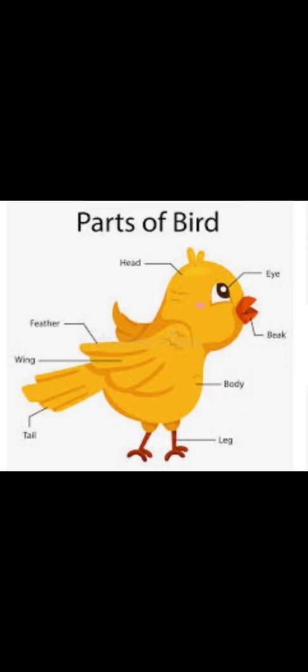You have already learned a lot about birds in class 3rd. So learner, like us, birds also have different body parts. They have 2 eyes, 2 legs, 2 wings, a beak and a tail. Now let us discuss these body parts one by one.